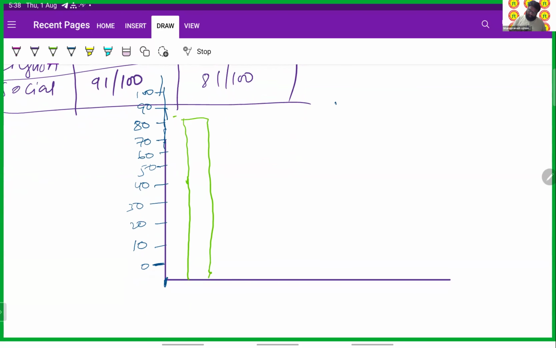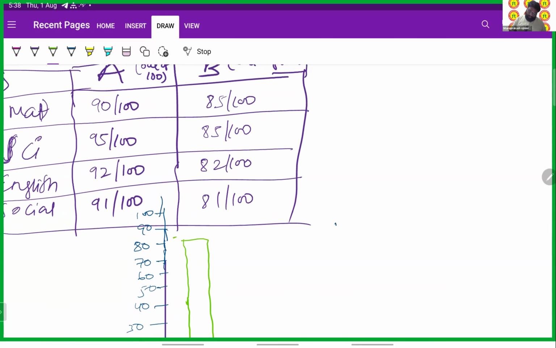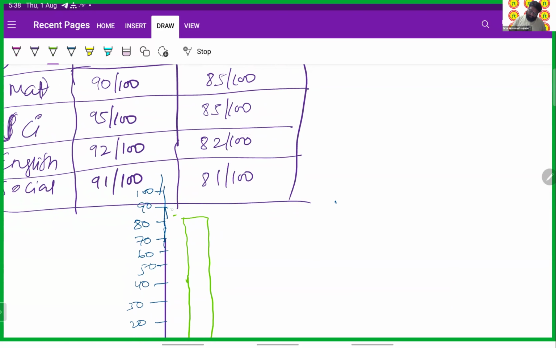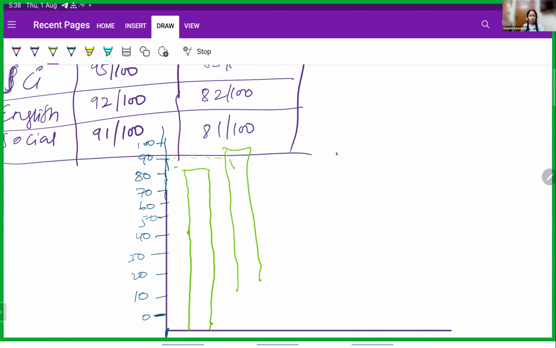And next, 90. So 90 means just above 80 here. First you draw the student's marks, then the topper's marks. You can represent it in any way.